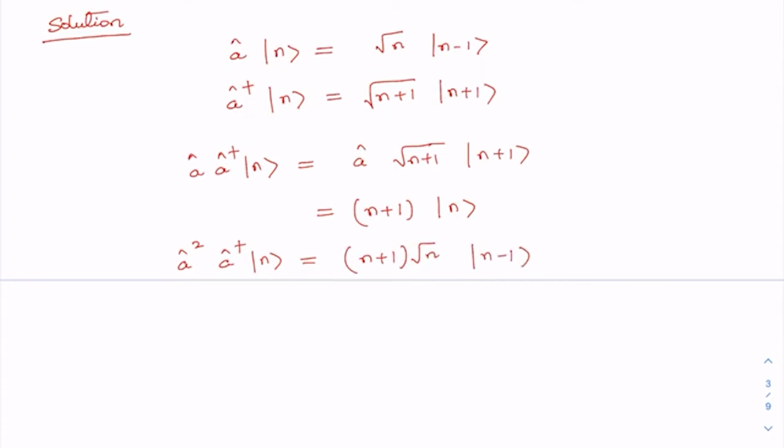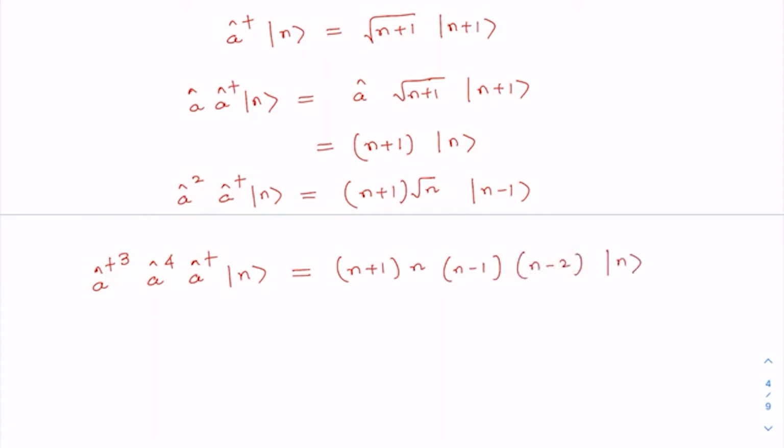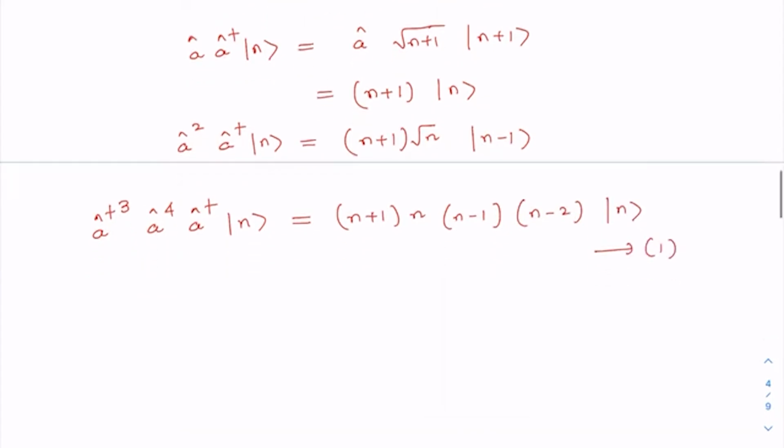Actually, we can now repeat this application of these rules for the sequence of these operators, and I encourage you to do it. You will get a dagger cubed a to the power 4 a dagger |n>. If you work it out, you should get (n plus 1) n (n minus 1) (n minus 2) |n>. Let me say this is my equation number 1.